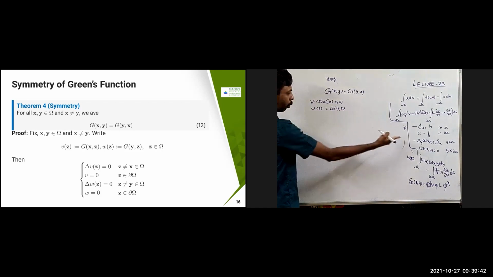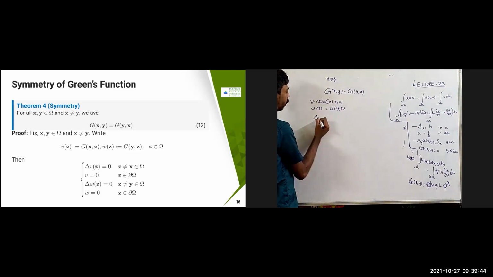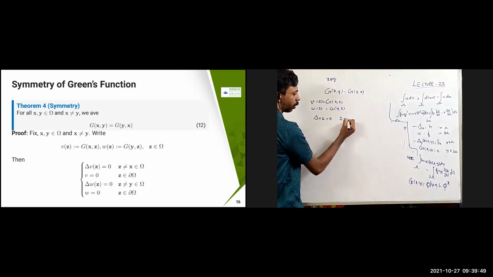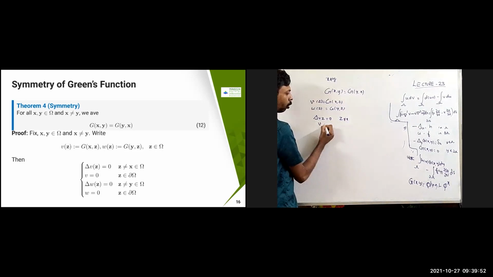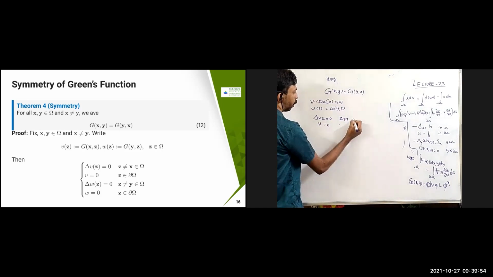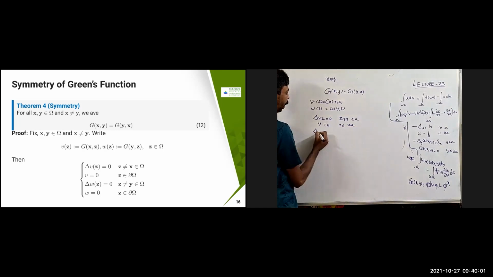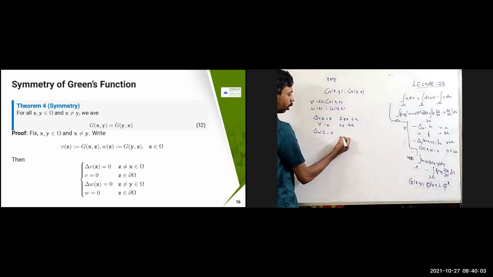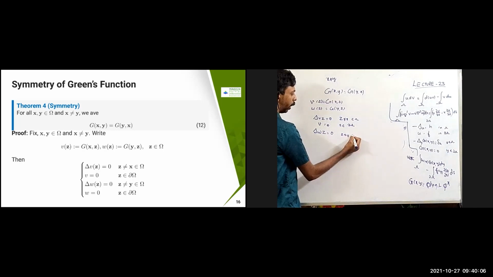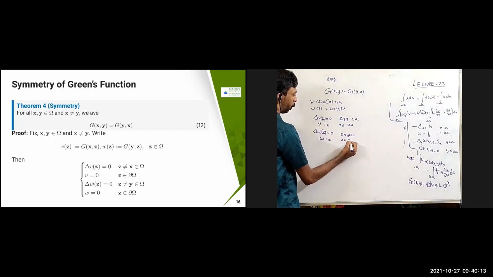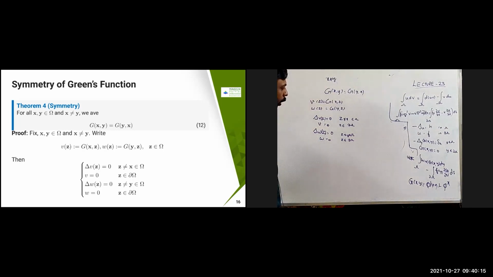Then what can I claim? Using this, I can claim that del v(z) equals 0 when z is not equal to x. So v equals 0 in omega, and z belongs to dou omega. Similarly, I can claim that w(z) equals 0 when z is not equal to y in omega, and w equals 0 when z belongs to dou omega. Both are going to be there.